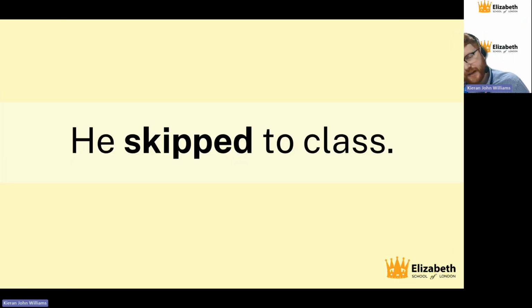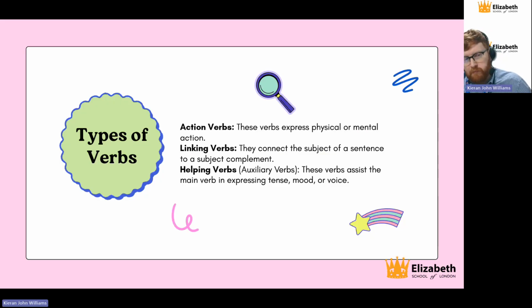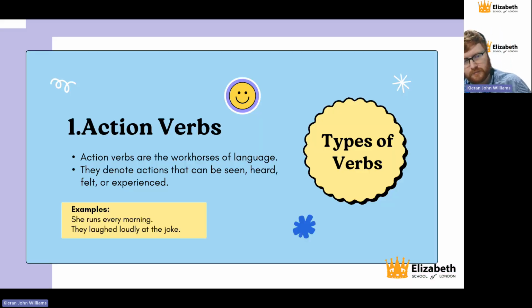Okay. So in this next sentence here, he skipped to class. Skipped is an action, so that would mean that it is a verb. There are 3 different types of verbs. We've got our action verbs, as we've mentioned. We also have linking verbs, and then we also have helping verbs as well. So let's look at those in turn.